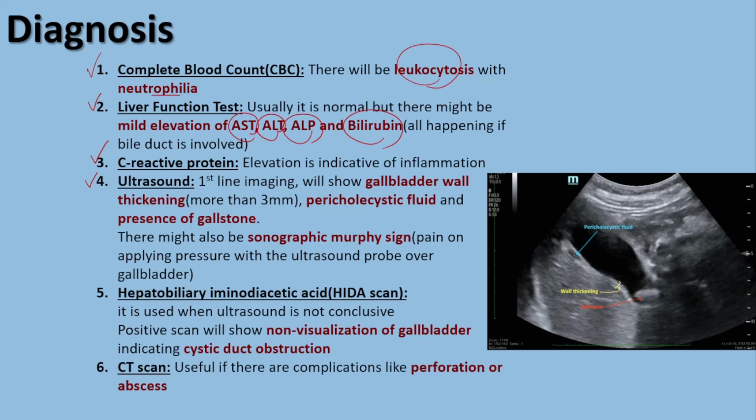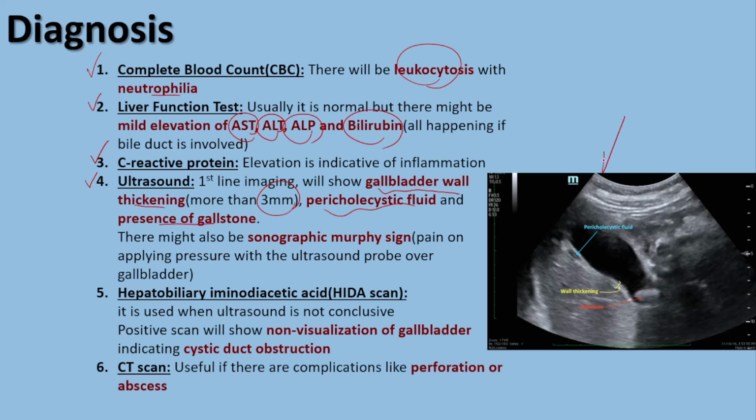And in the ultrasound, what you are going to see is, first of all, the gallbladder wall thickening, and this thickening is usually more than 3 millimeters. Also, you are going to see pericholecystic fluid, and also if the cause of cholecystitis is a stone, you are going to see presence of gallstone inside the gallbladder.